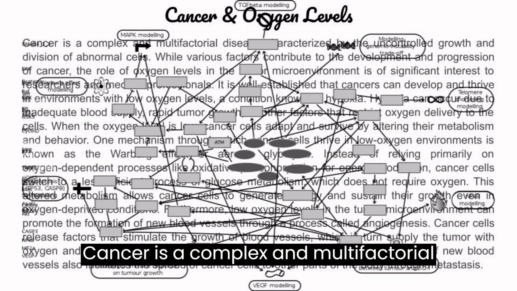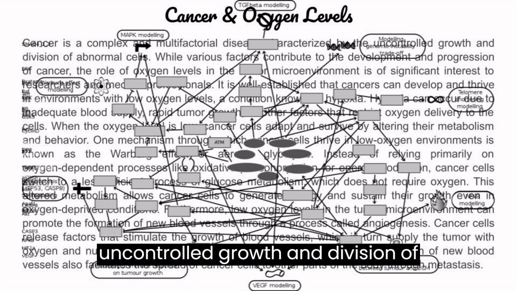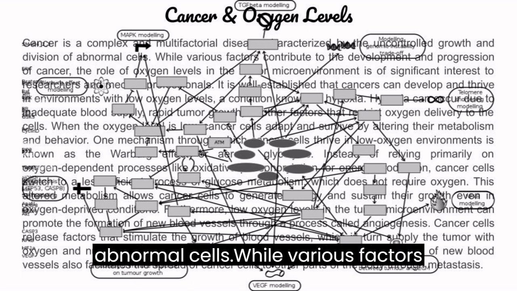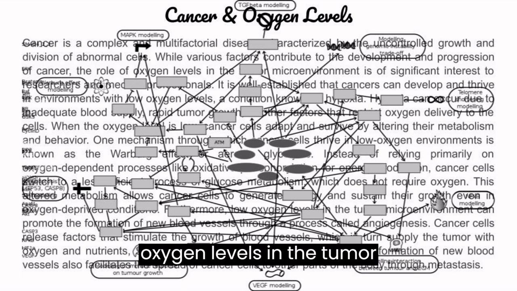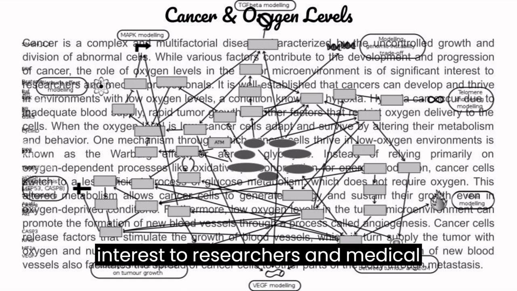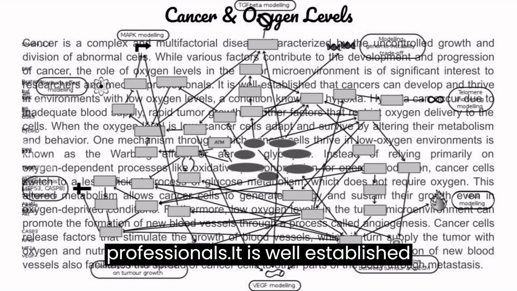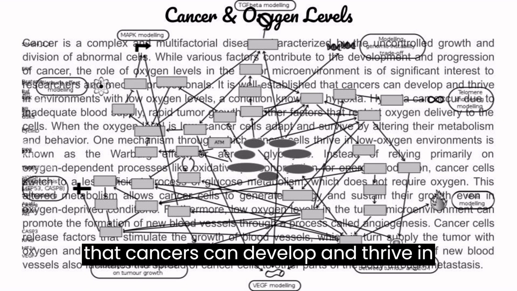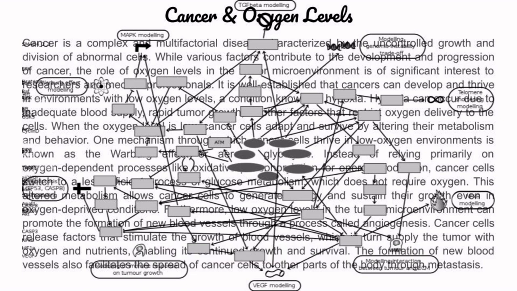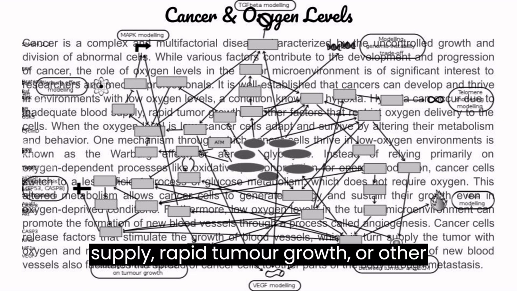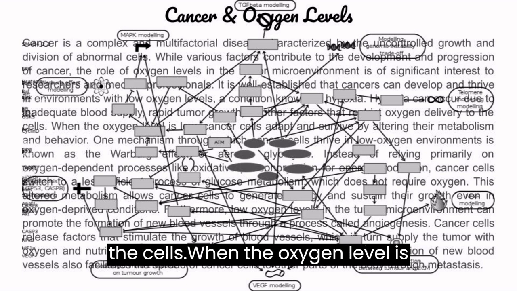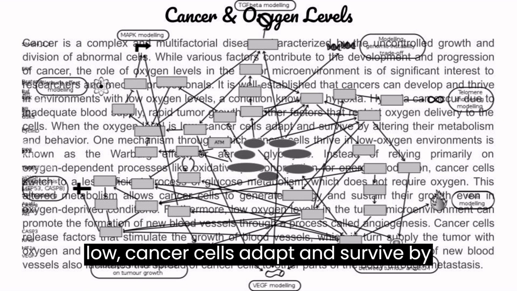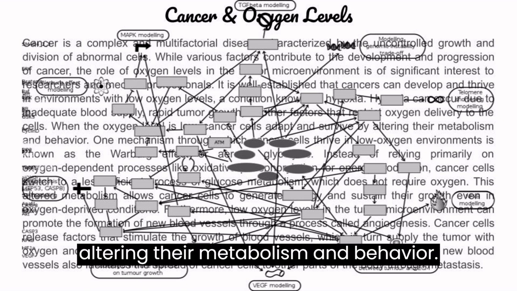Cancer is a complex and multifactorial disease characterized by the uncontrolled growth and division of abnormal cells. While various factors contribute to the development and progression of cancer, the role of oxygen levels in the tumor microenvironment is of significant interest to researchers and medical professionals. It is well established that cancers can develop and thrive in environments with low oxygen levels, a condition known as hypoxia. Hypoxia can occur due to inadequate blood supply, rapid tumor growth, or other factors that restrict oxygen delivery to the cells. When the oxygen level is low, cancer cells adapt and survive by altering their metabolism and behavior.